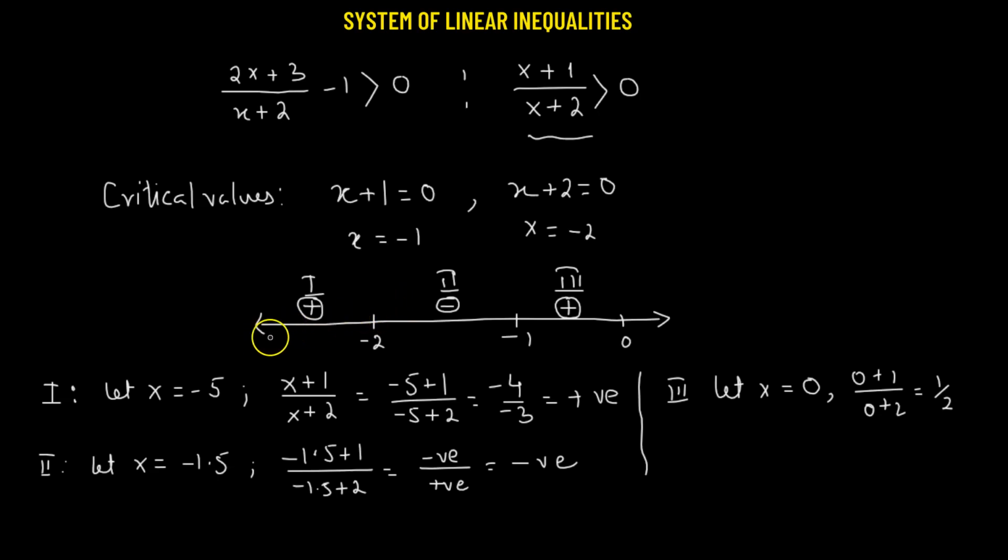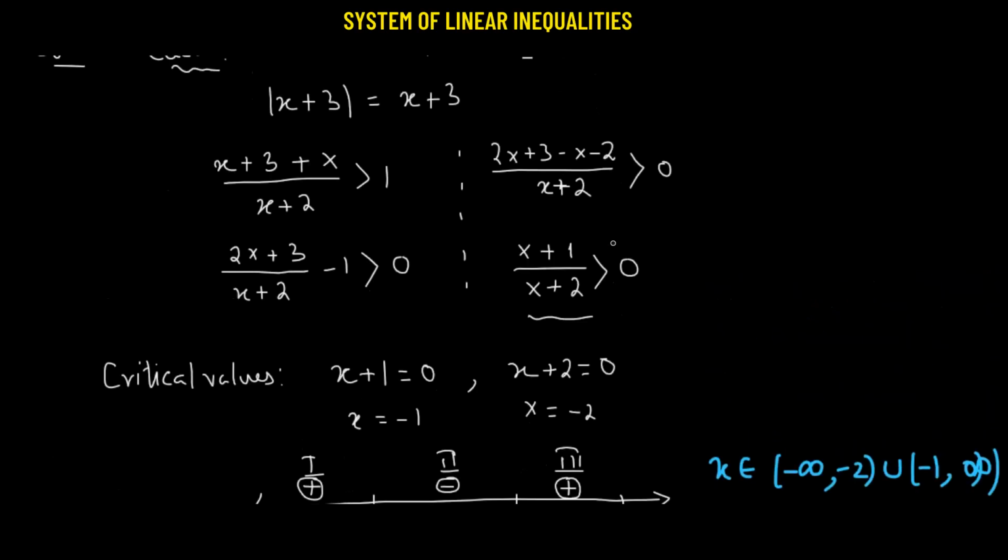So one region will be region 1 and the other region will be region 3. So here we can say that our solution to this linear inequality with x will belong to the interval negative infinity to negative 2 union negative 1 to 0. Here we have used an open interval because negative 2 and negative 1 are not part of the solution, and infinity, positive infinity and negative infinity by definition are unbounded.